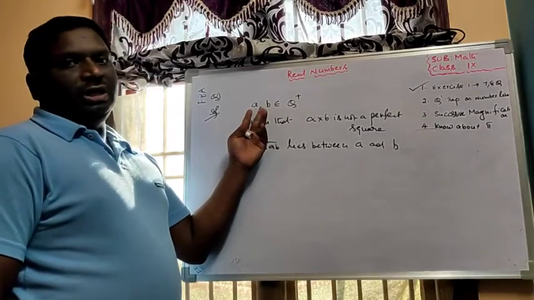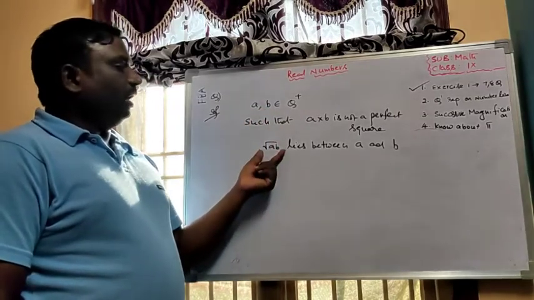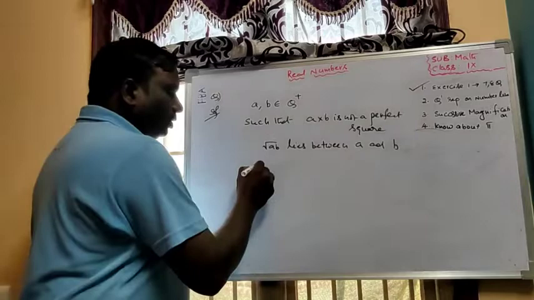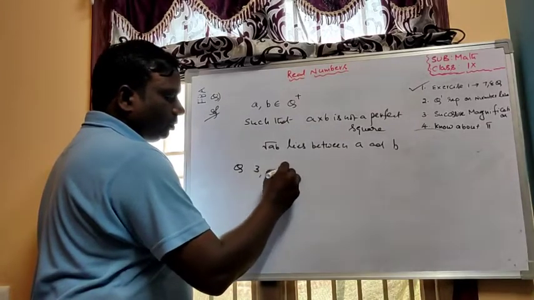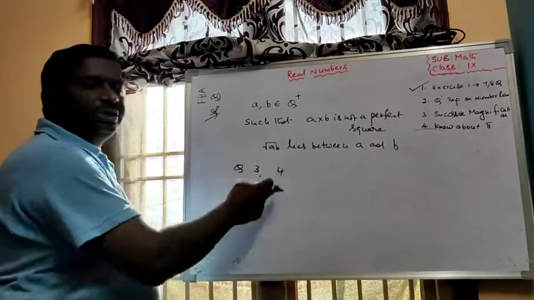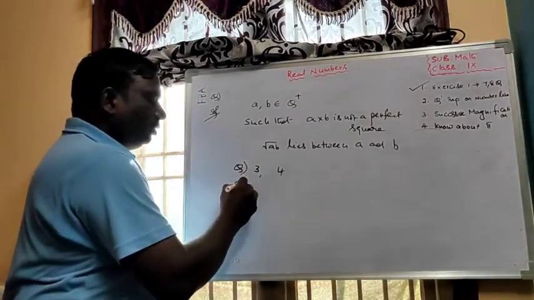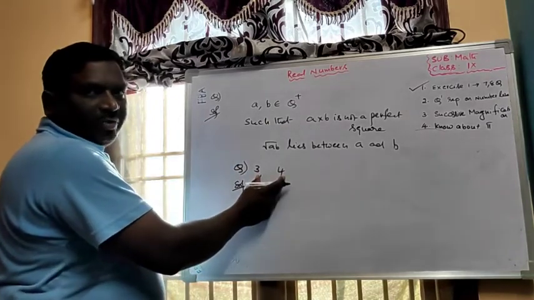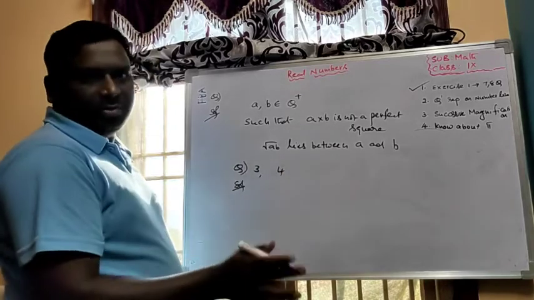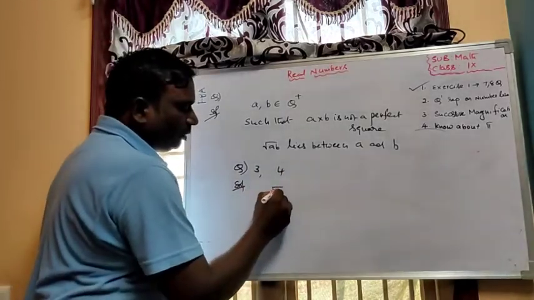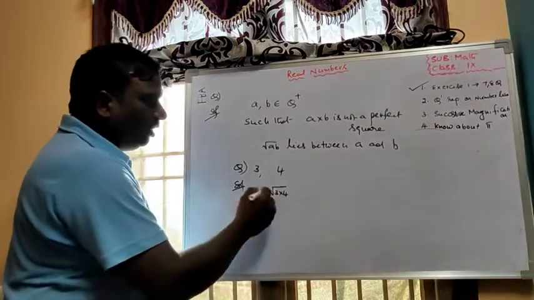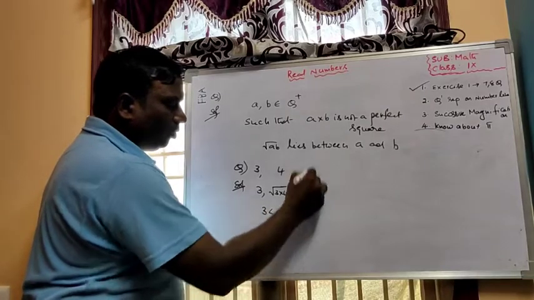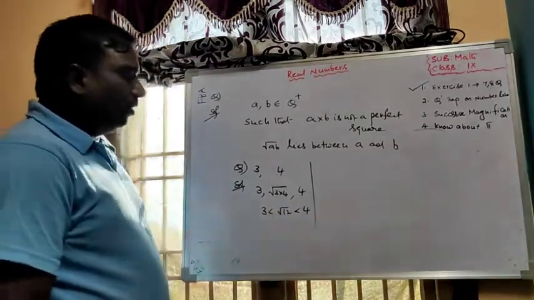A and B are positive rational numbers. Then how to find another irrational number which lies between A and B? Suppose 3 and 4 are there. Find an irrational number between these two rational numbers. Both are positive integers, and A into B, that means 3 fours are 12, is not a perfect square. Then you can take root of 3 into 4, it lies between 3 and 4. That means 3 is less than root 12, which is less than 4.